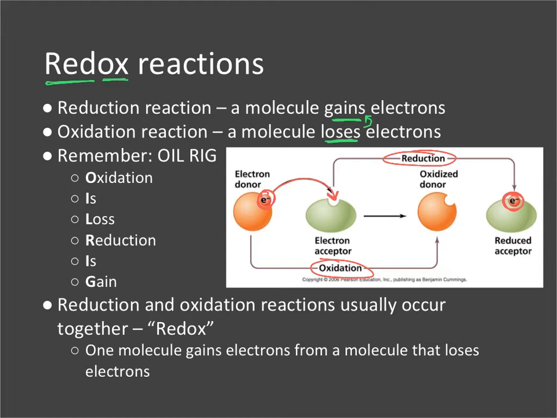Now, it's a little bit hard to remember what these different terms mean. So I've got this mnemonic that I have used since high school, and I have a master's degree in biology, and I still have to use this mnemonic to remind myself what happens during a reduction reaction and during an oxidation reaction. So the mnemonic is just the words OIL and RIG. And so OIL stands for oxidation is loss, or losing electrons. And the RIG stands for reduction is a gain of electrons.